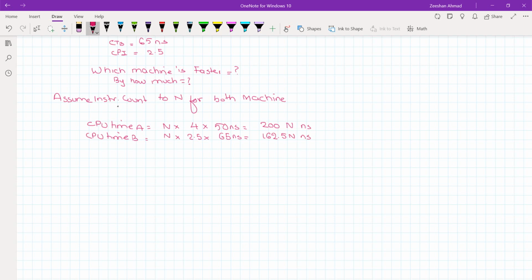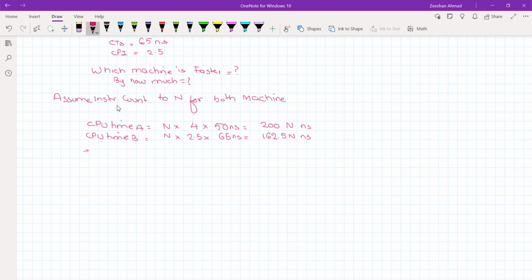Now, based on the CPU time, which machine is faster? It's quite straightforward from here. The CPU time is the time taken by a CPU to execute a program. So obviously, if the time taken is less for a certain program, that machine will be faster. In this case, machine B is taking less time to execute the same program than machine A, so machine B is faster.